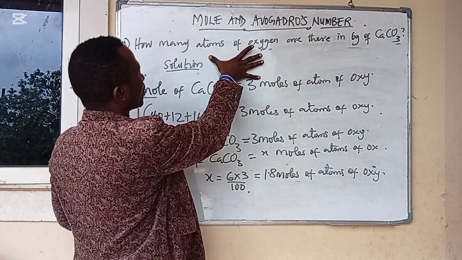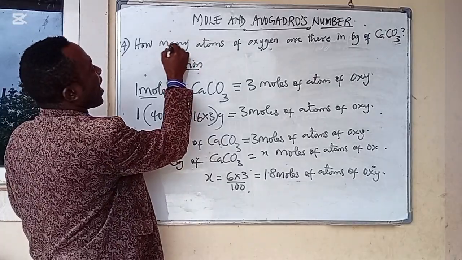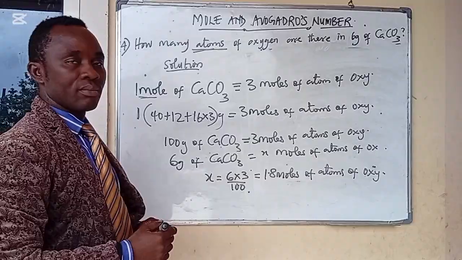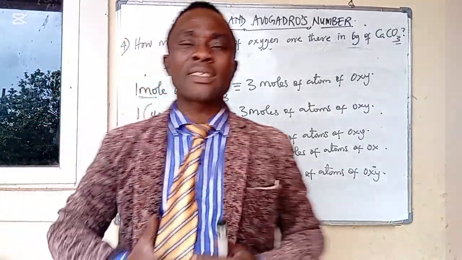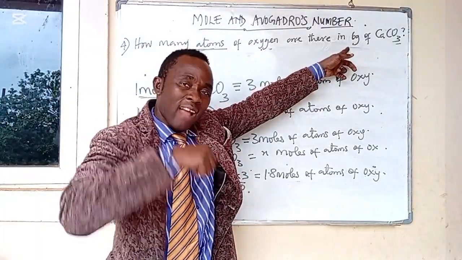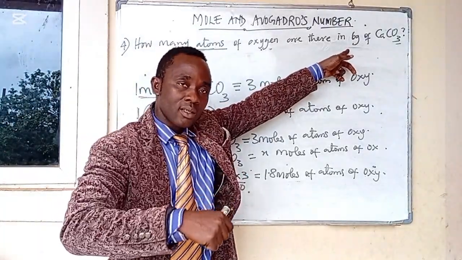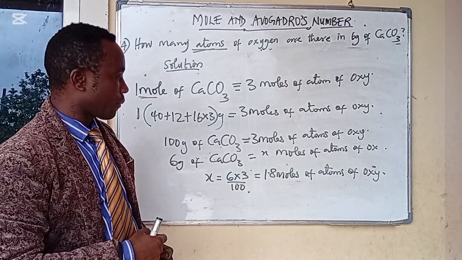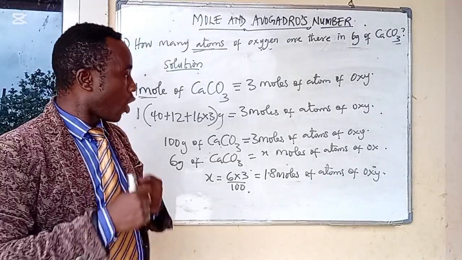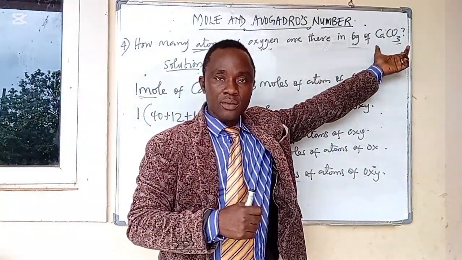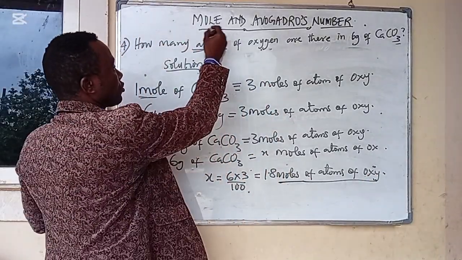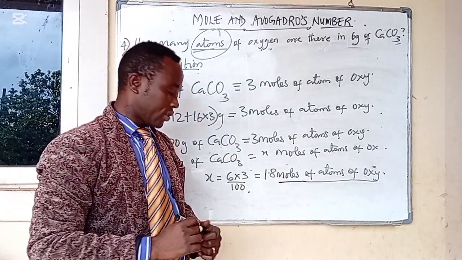But if you look at this question, the question did not ask you to find how many moles of atom. It says how many atom. How many atom is not the same thing as how many moles of atom. So we have gotten the number of moles of atom of oxygen that is present in this compound, and that is 1.8 moles of atom of oxygen. Now convert from moles of atom to atom, which the question is talking about.